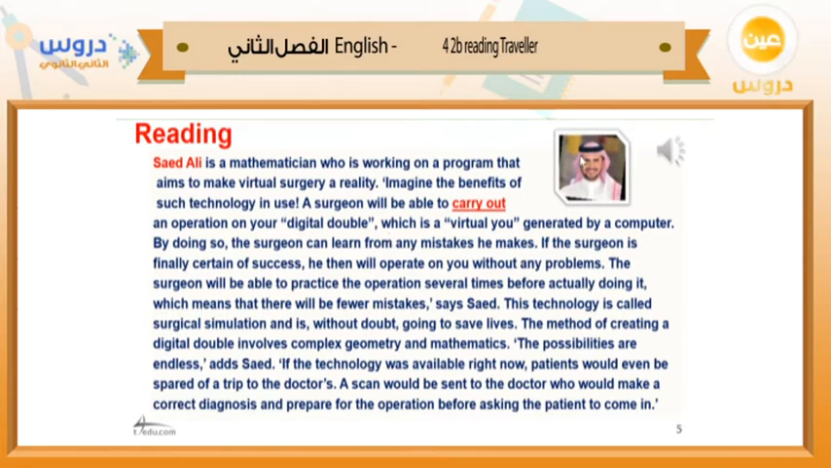By doing so, the surgeon can learn from any mistakes he makes. If the surgeon is finally certain of success, he then will operate on you without any problems. The surgeon will be able to practice the operation several times before actually doing it, which means that there will be fewer mistakes, says Syed. This technology is called surgical simulation and is, without doubt, going to save lives. The method of creating a digital double involves complex geometry and mathematics. The possibilities are endless, adds Syed. If the technology was available right now, patients would even be spared a trip to the doctors. A scan would be sent to the doctor, who would make a correct diagnosis and prepare for the operation before asking the patient to come in.